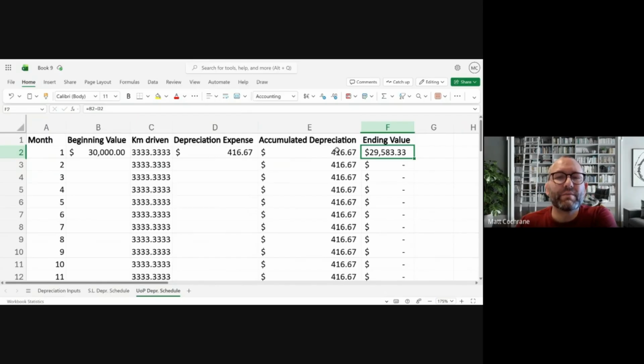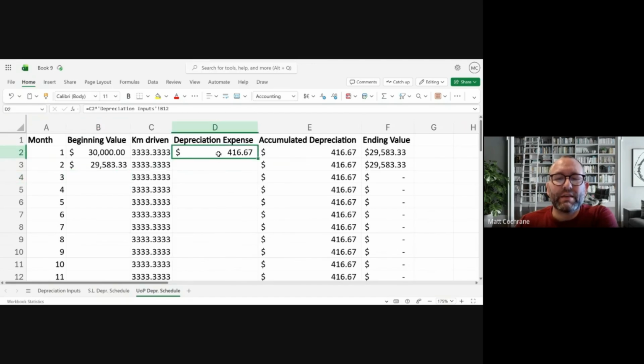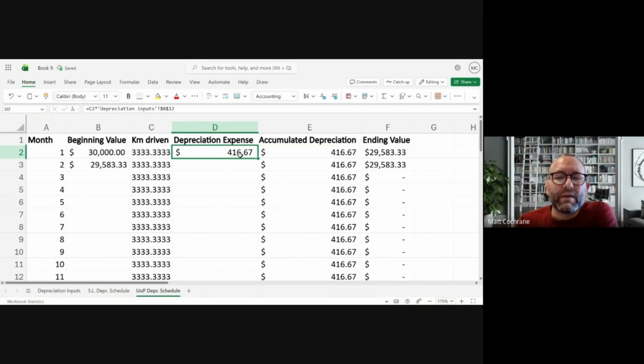Don't use the accumulated depreciation value, okay? So then we take the beginning value as the ending value. The depreciation expense is going to be the same, but we have to anchor the rate. Okay, so don't forget to do that. And then we can just drag this down.